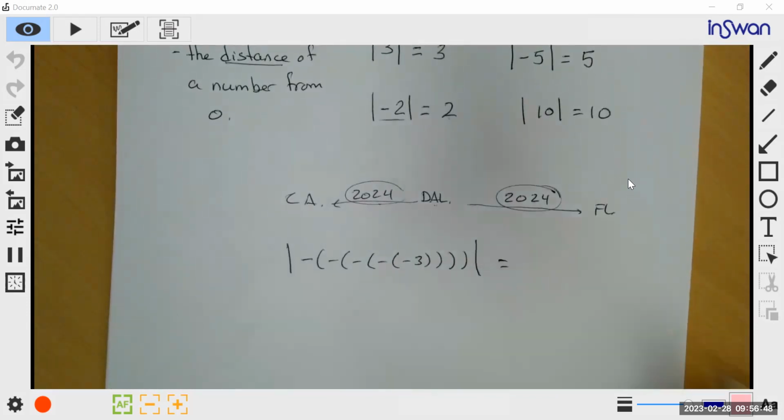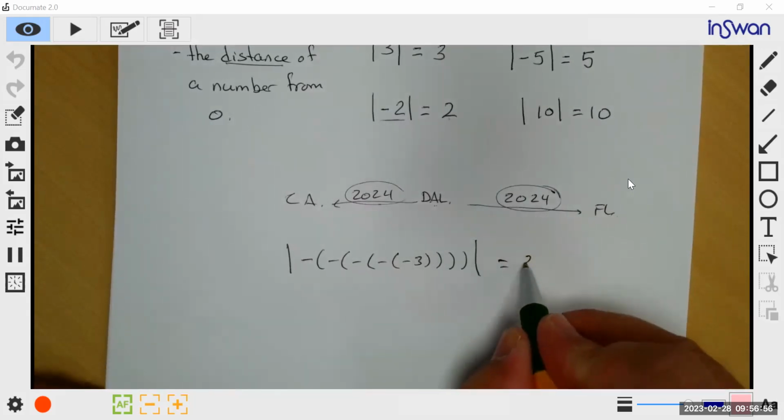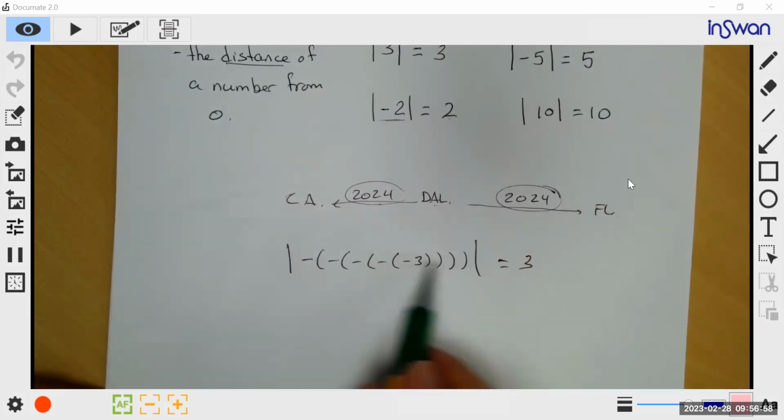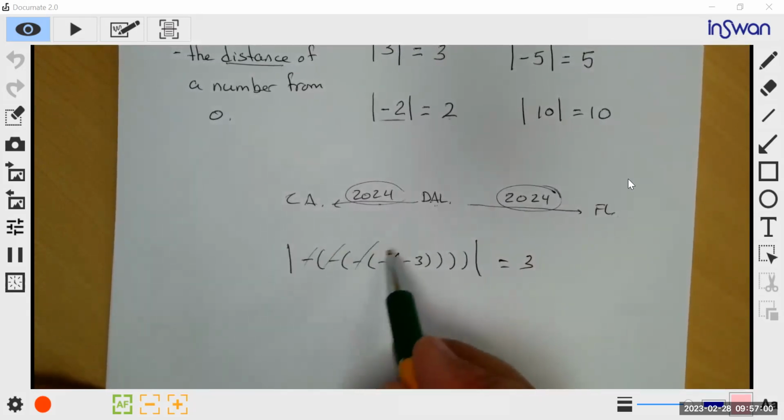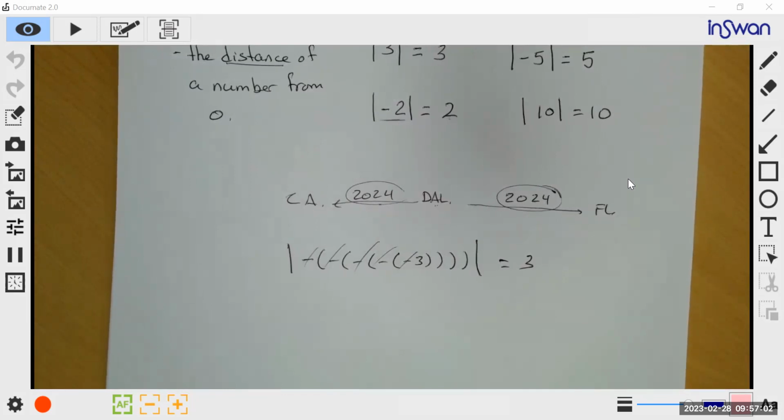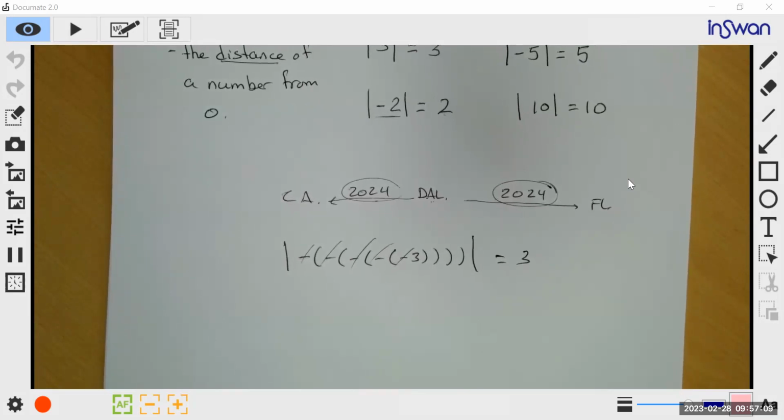What would this answer be? Three. Because whatever negative signs are inside there are stripped, they're gone. Because you cannot have a negative distance. How far is -3 from 0? It's 3 spaces.